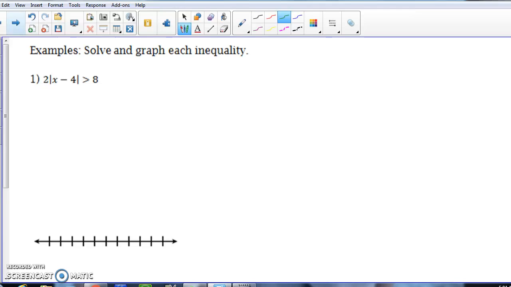So when you see this 2 in front, remember, we cannot distribute. We need to get rid of it. So we need to divide both sides by 2 to start. And then we're looking at the absolute value of x minus 4 is greater than 4.